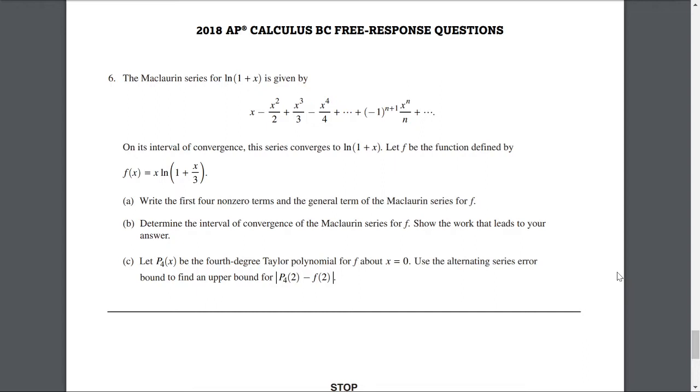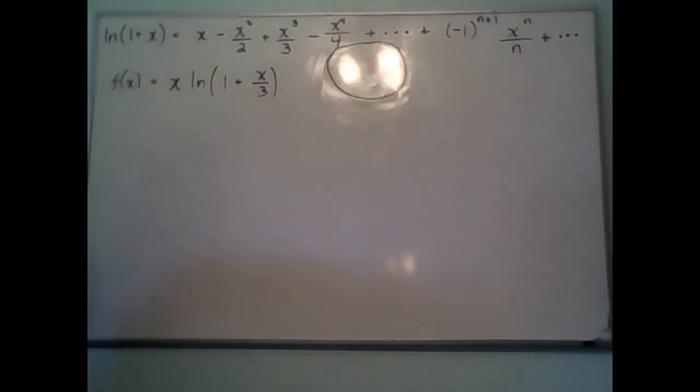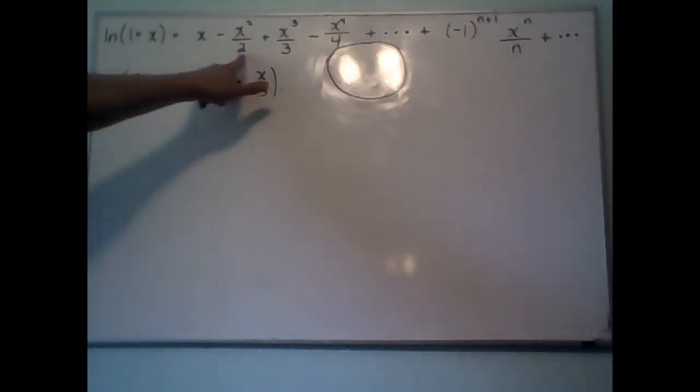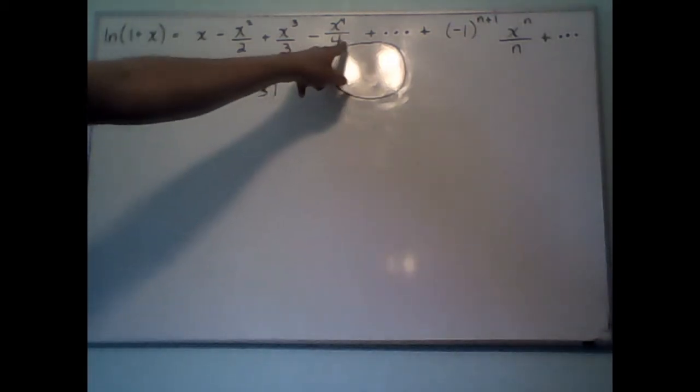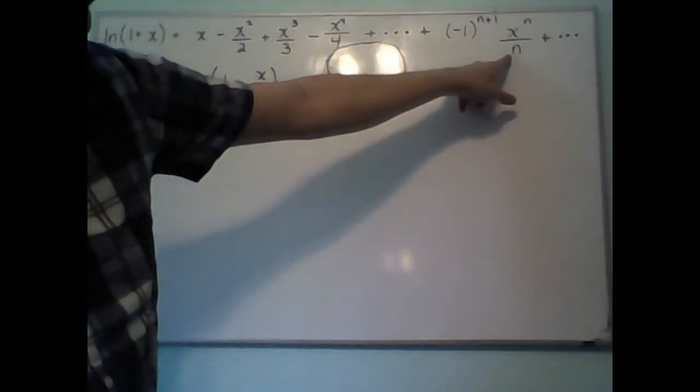Part A, write the first 4 non-zero terms and the general term for the Maclaurin series for f. So I've written what they gave us up here on the board, carefully avoiding the 2 spots of light that are glaring at you. We have the first 4 non-zero terms of natural log of 1 plus x, followed by ... and then the general term.